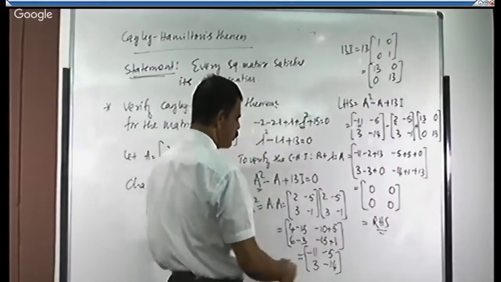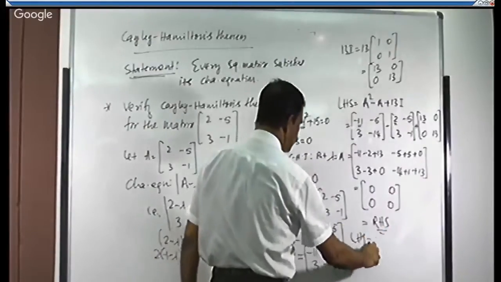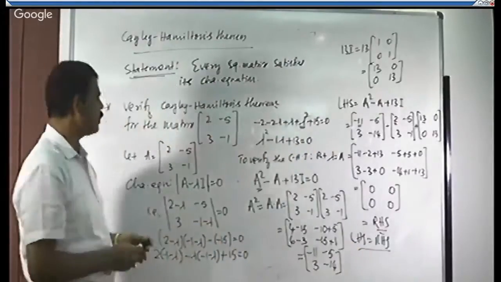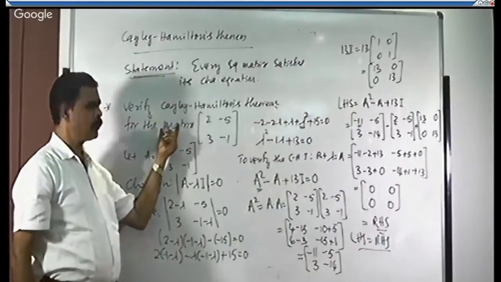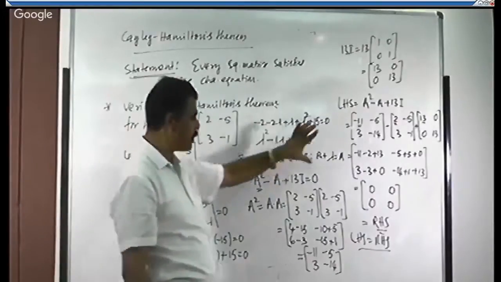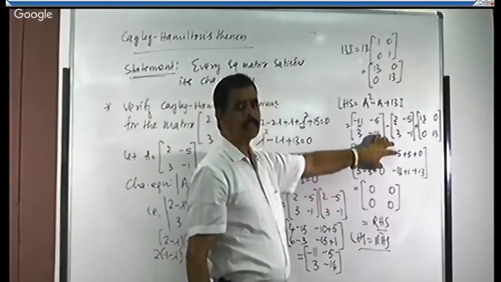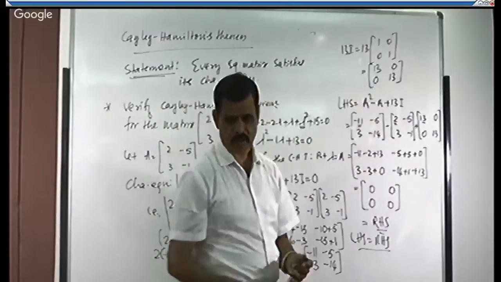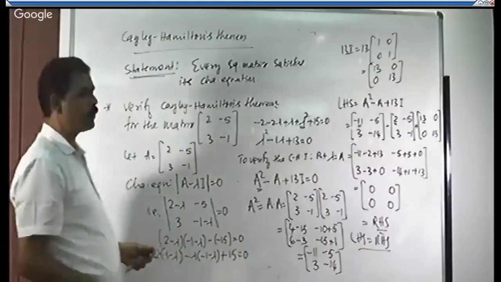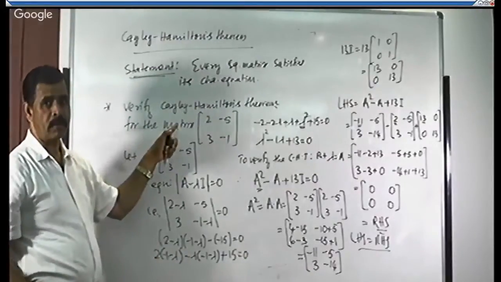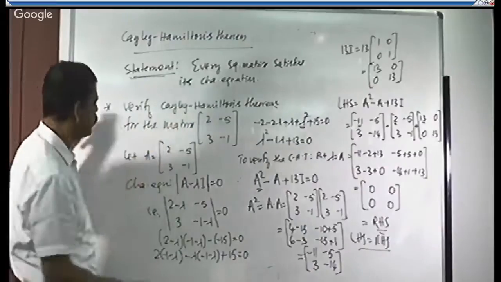Left hand side is equal to right hand side. Theorem is verified. We can verify this theorem for any square matrix. Suppose if you are not getting 0, 0, 0 here, somewhere you have made a mistake. You have to cross check it. Okay, this is called Cayley-Hamilton theorem and verification for a particular given matrix, right?